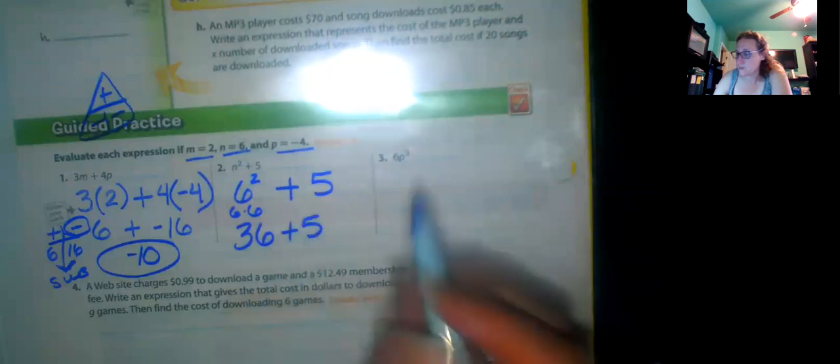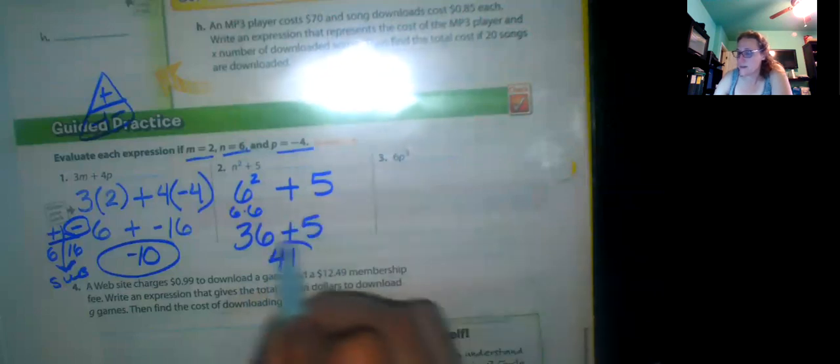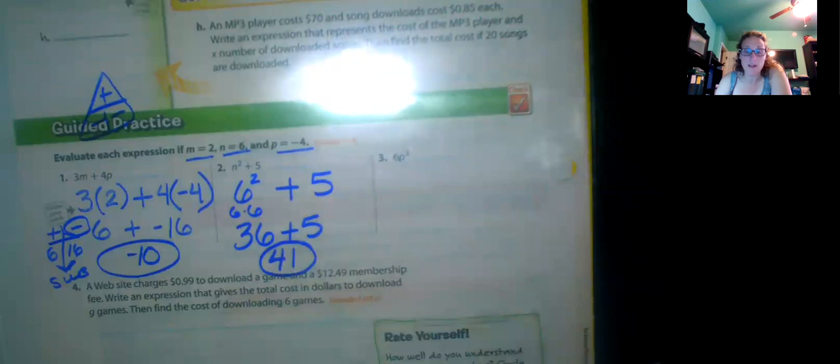And 36 plus 5 is 41. It really is that simple. If you need your calculator, use your calculator, but you just have to plug in the values. All right, so let's look at the next one.